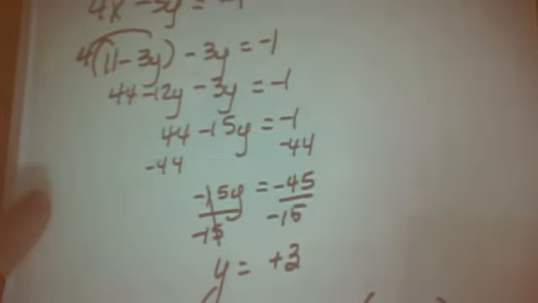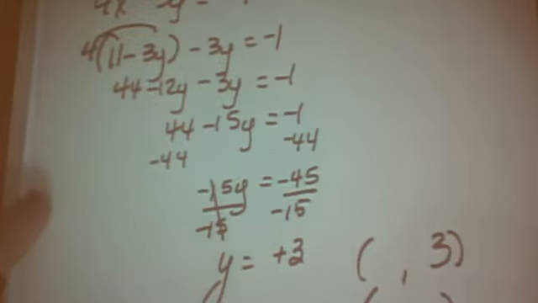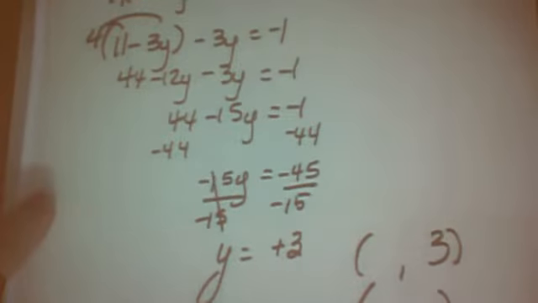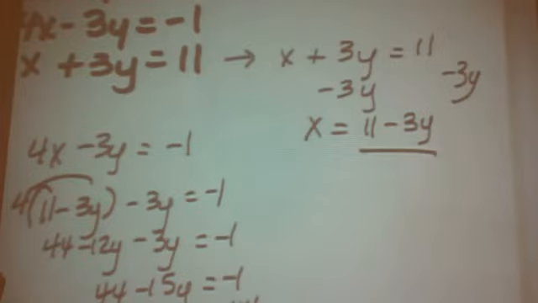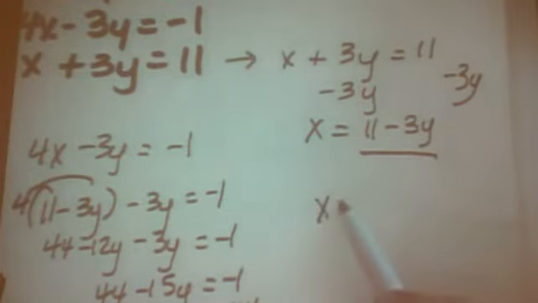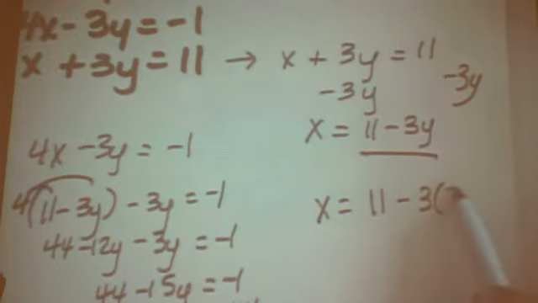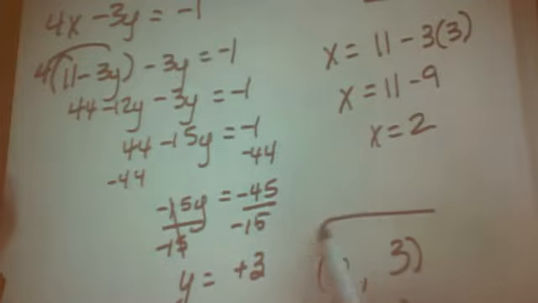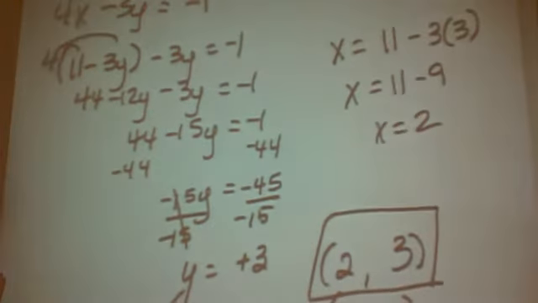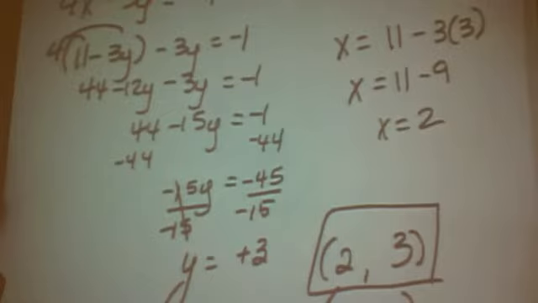So this one, I know the y. All right, so the thing I don't know yet is the x. So I'm going to go back up here where it says x is equal to 11 minus 3y, and now I can substitute the value for y that we just found. So x would be 11 minus 9, so x is 2. So the final answer for this one, this is where these 2 equations intersect with each other.